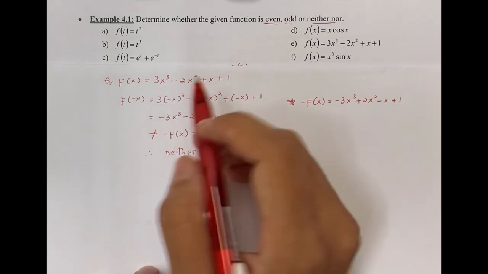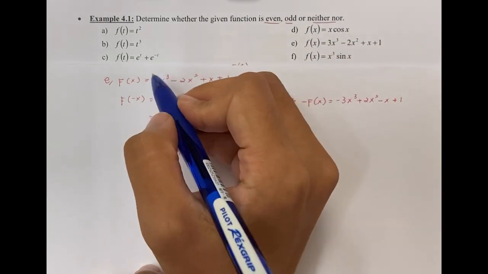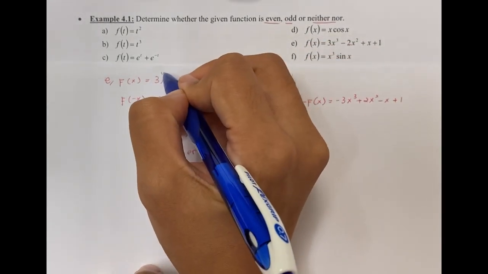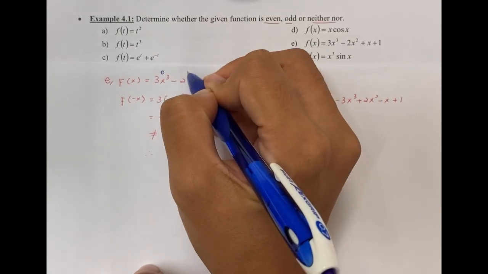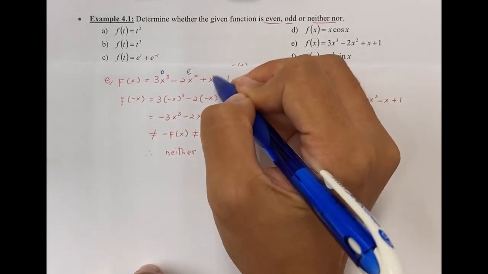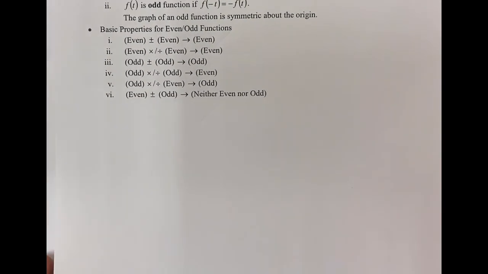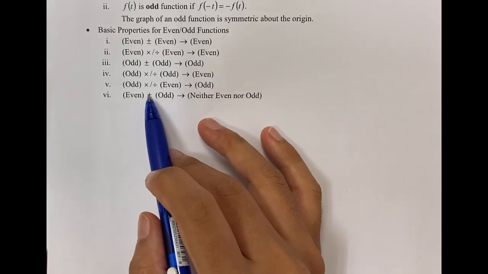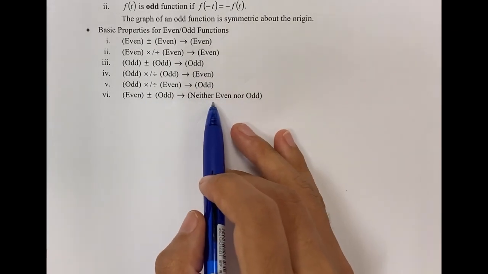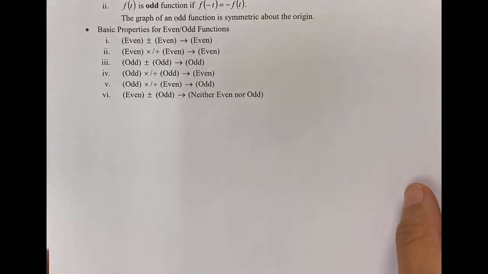And if you look at this, x cubed is an odd function, x squared is an even function, x is an odd function. So if you refer to the basic properties, even plus or minus odd, you have a neither even nor odd function.